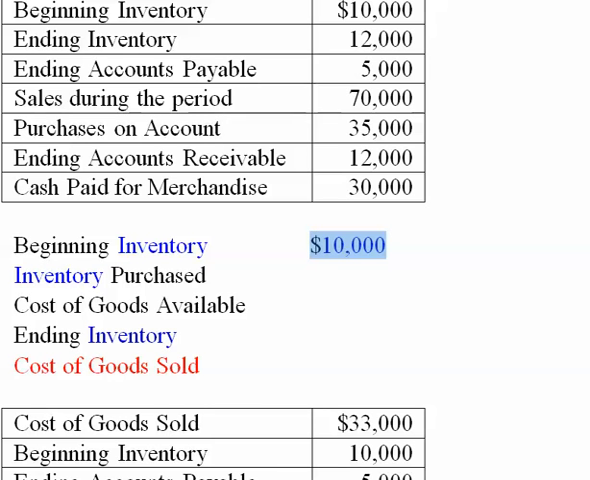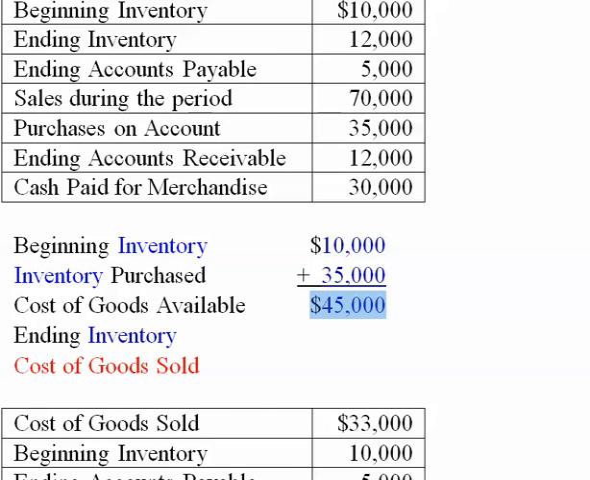Then what we need to proceed is we need to see what the purchases were on account. Again, the idea behind this is we're going to figure out the cost of the goods sold for the period. So we have purchases of 35,000. That's here, purchases, and it doesn't matter whether it was on account or paid. The point is that's how much they increased their inventory by during the period. So this company had $45,000 of goods available to sell.